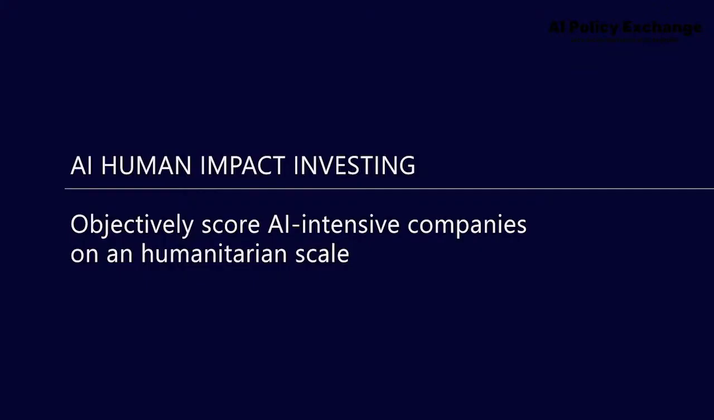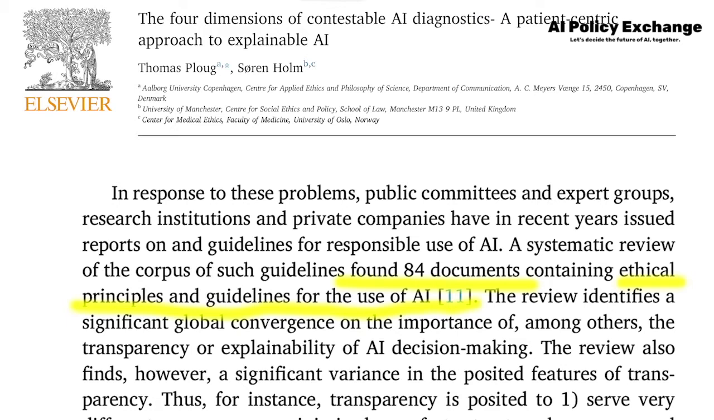We need a way of scoring them on a humanitarian scale. And the good news is we have a lot of help. There have been more than 80 principles produced in the last few years, and more are coming, along with principles of the principles, and so on. So we have a lot of sets of ideas that try to define what kinds of requirements are necessary for artificial intelligence to serve the human condition.